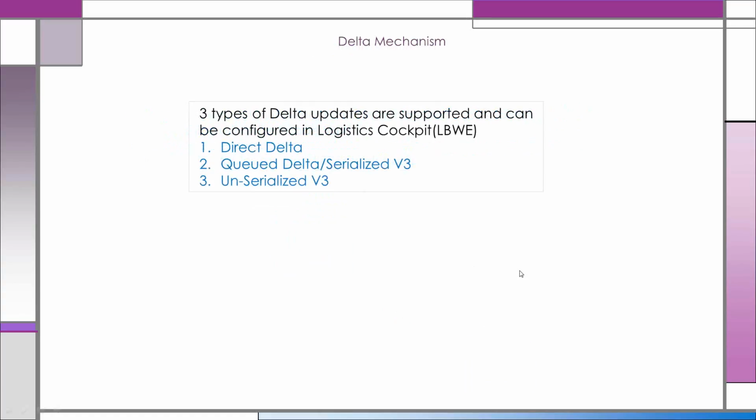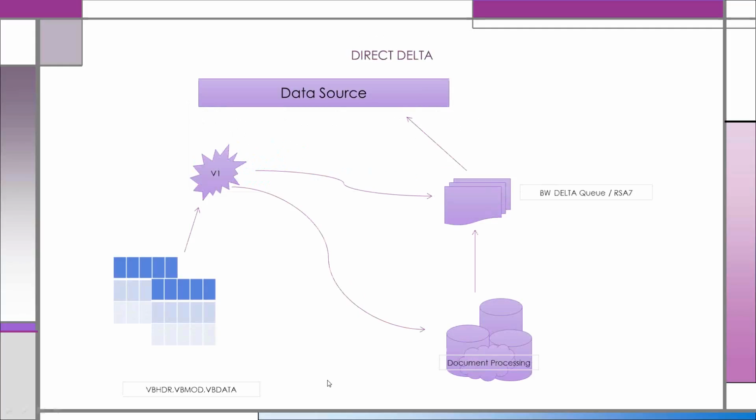That's the one we saw before, the initial load. And for the delta mechanism, we have three different types, and that's in the T-code called LBWE, the logistic cockpit. One is direct delta, the second is queued or serialized V3, and the third is unserialized V3. Okay, let's see what these three are: direct delta, queued, unserialized. Let's go ahead and see.